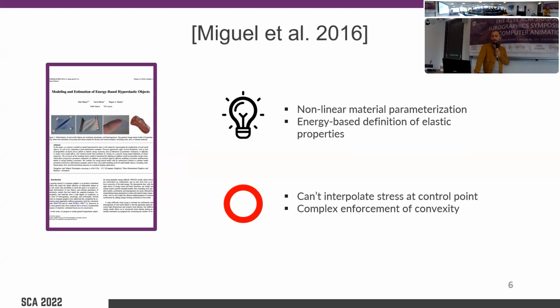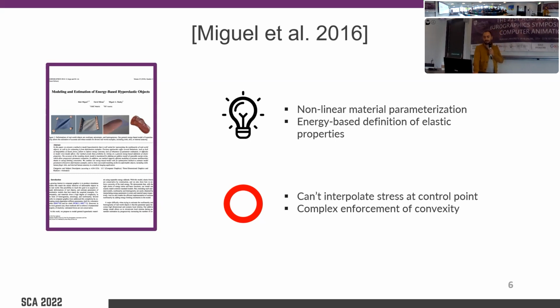Miguel et al. developed a method to homogenize real-world hyperelastic heterogeneous objects. What they do is measure force deformation relations of the object at different sample points. Then they feed the collected data to an energy-based model for elasticity. Their parameterization aims to replicate the nonlinear behavior of the whole object.